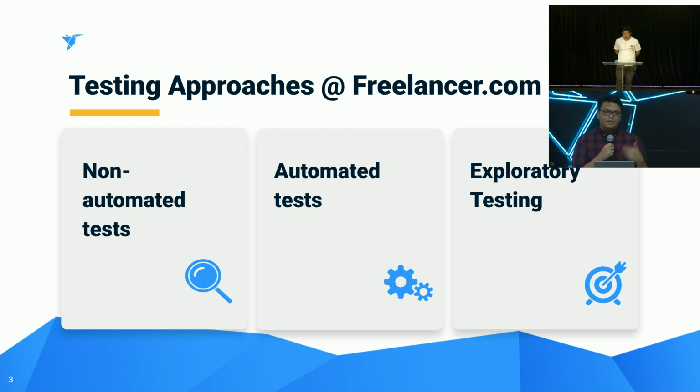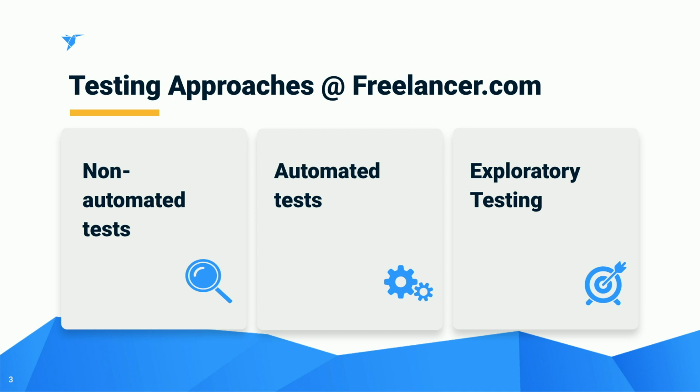So we have non-automated tests, which consist of availability testing, functional testing, sanity testing, etc. Product QAs like me perform those tests prior to shipping new releases into production. And then we have automated tests. We run E2E tests on dev prior to shipping new releases into staging and into production.